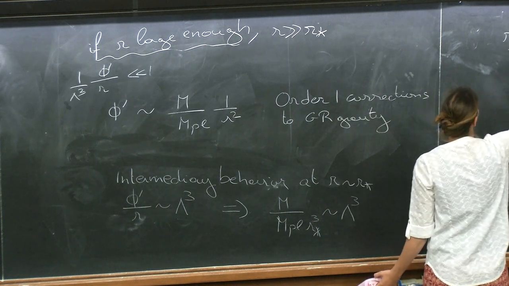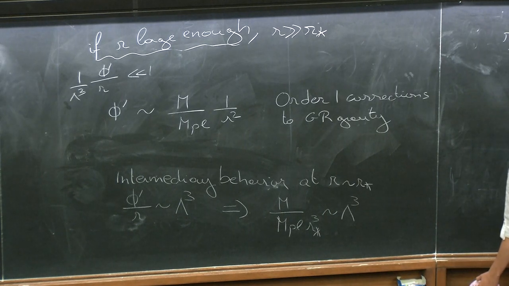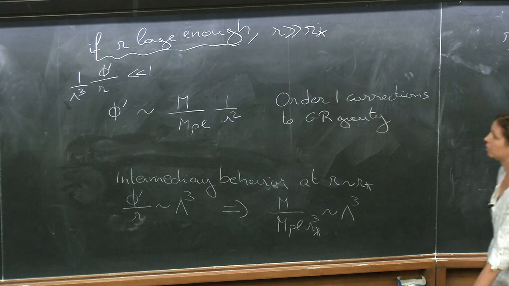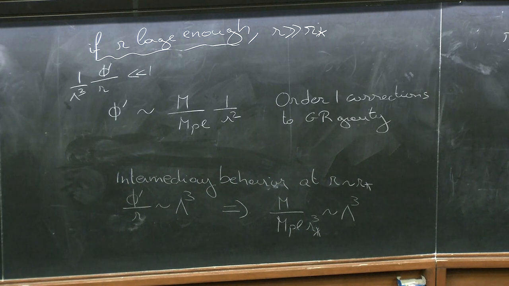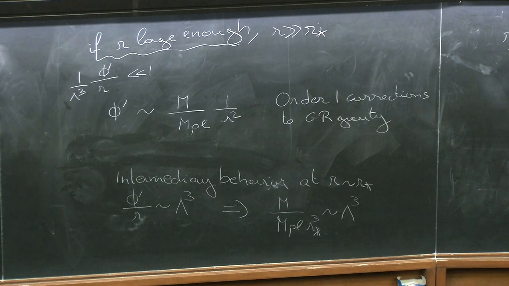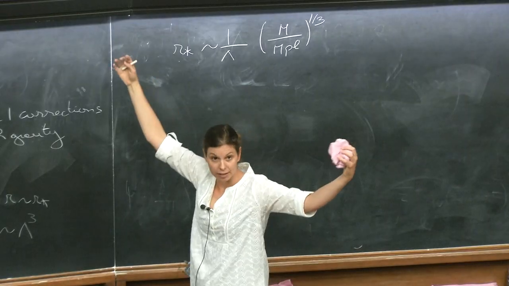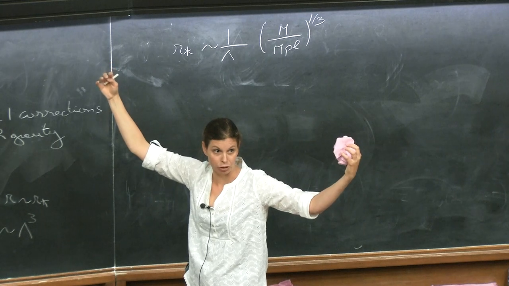So R star goes like 1 over lambda, and then M over M Planck to the 1/3. So when we go from infinity, a very large R, we have something that looks like a Newton square law mediated by the new degree of freedom, all the way up till we hit a radius R star, which is inversely proportional to this strong coupling scale. So we see that the smaller this strong coupling scale is, the quicker, coming from infinity, we are going to hit that new regime. Okay?